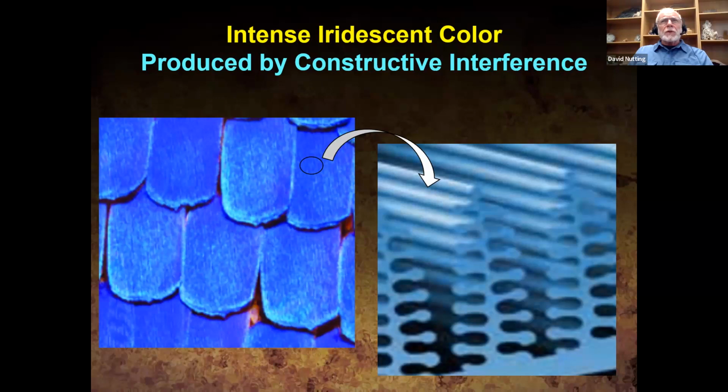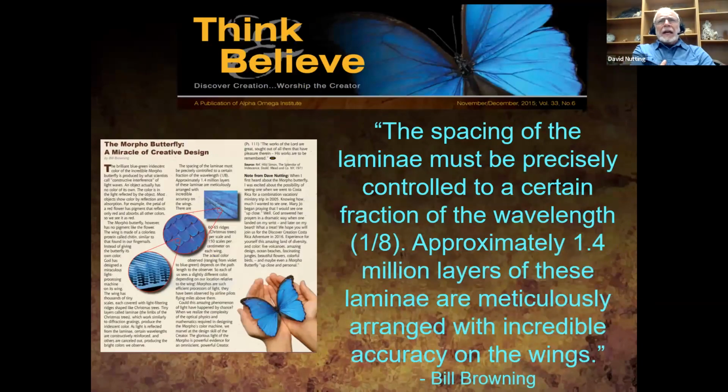Oh, wow. Constructive interference. And according to Bill Browning, who's an engineer, the spacing of the laminae must be precisely controlled to a certain fraction of the wavelength, 1/8 of the wavelength. Approximately millions of these layers of laminae are meticulously arranged with incredible accuracy on the wings. If you get them out of space just a little bit, it doesn't work. Okay? It's got to be precise.